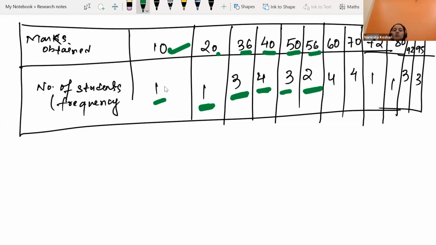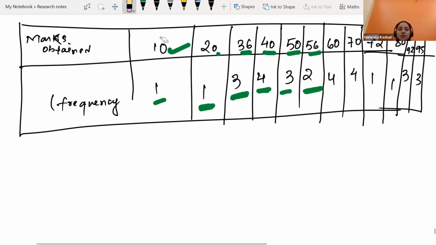Here it is clearly mentioned that these are the number of students, but sometimes this will be just written as frequency. So you have to understand that frequency means how many students, for this particular question, how many students have got 10 marks. Or else, frequency means this data 10 that we see here, how many times is it repeated? It is only one time. This data 20, how many times is it in our collection of data? That is also only one time.